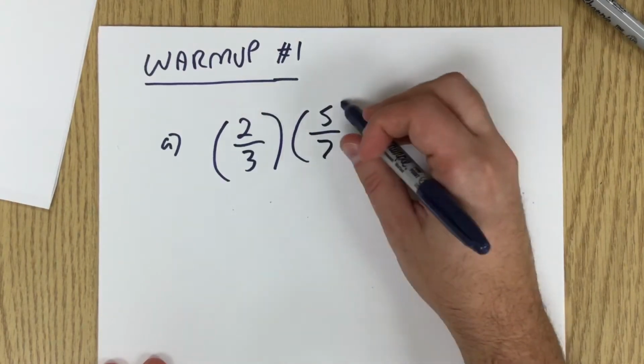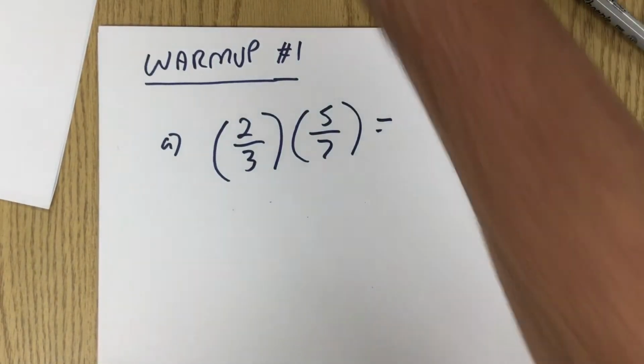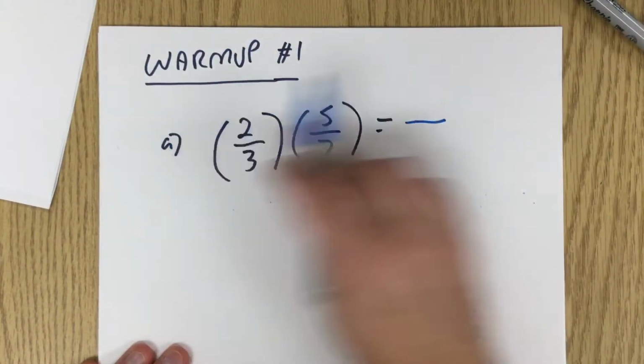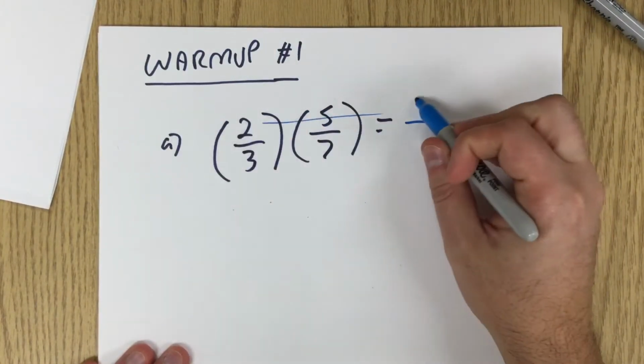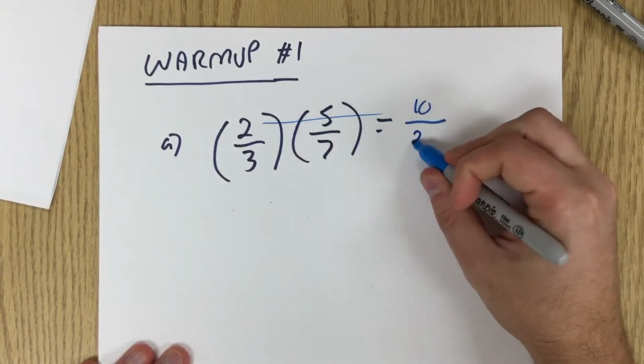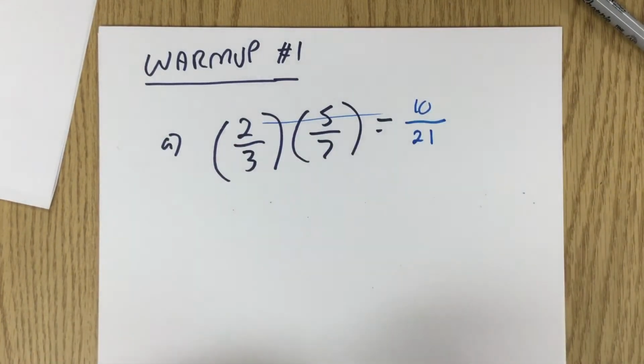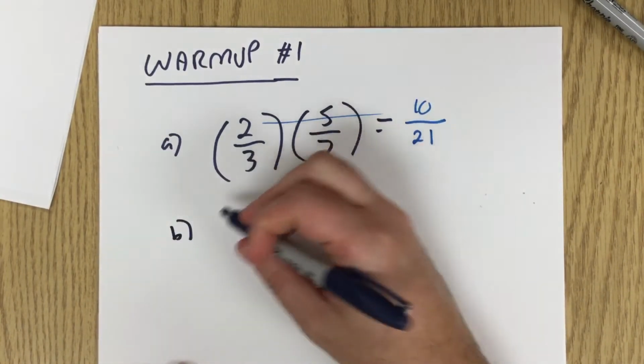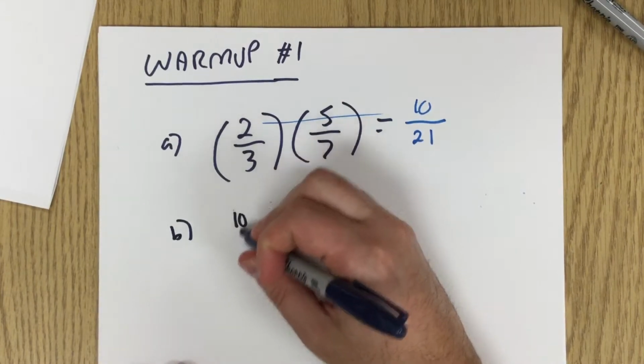The way we multiply fractions is we just multiply straight across. So we go across. 2 times 5 is 10. 3 times 7 is 21. So 2/3 times 5/7 is 10 out of 21. Not very exciting. Well, always exciting.